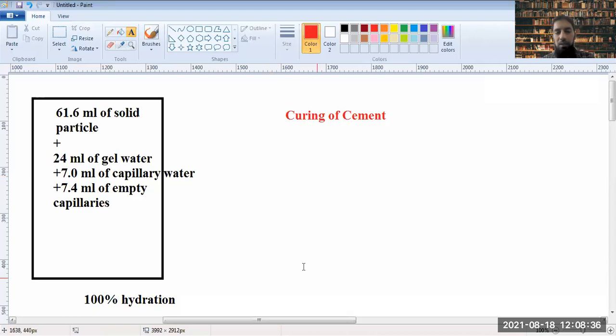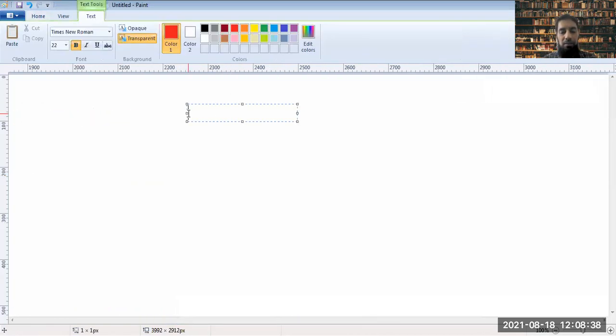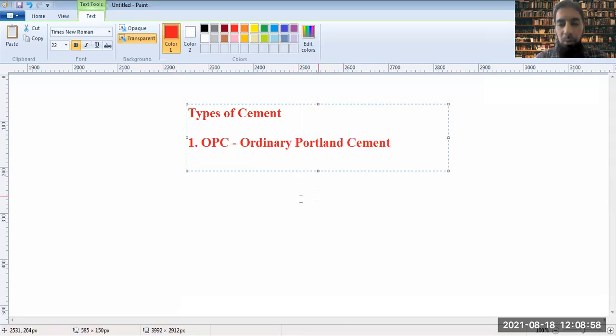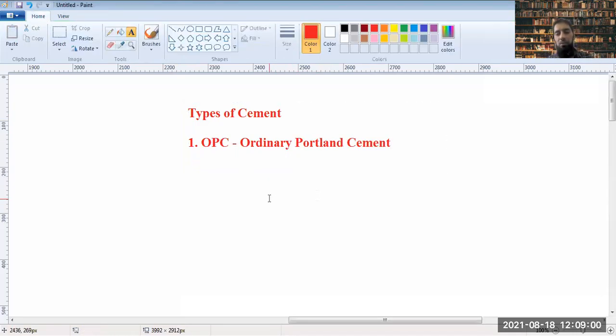Now I'll continue with the types of cement that I was discussing last time. The first type of cement is OPC, ordinary Portland cement. Now, you know what ordinary Portland cement is. I've already discussed this. It gets its name from Portland, which is a place.